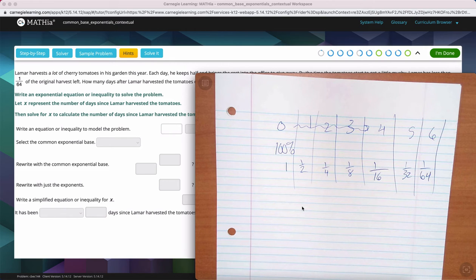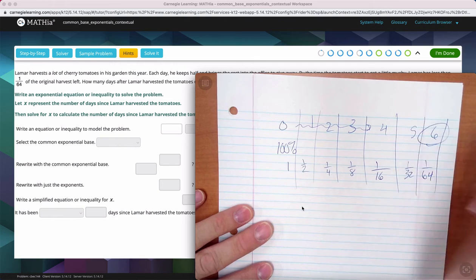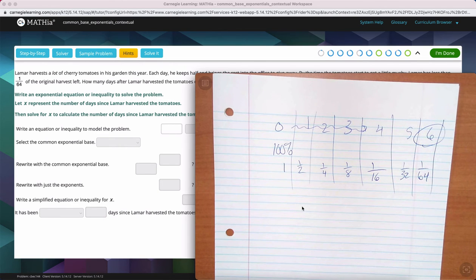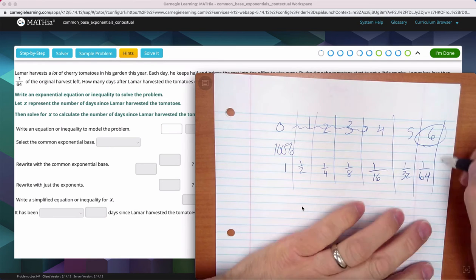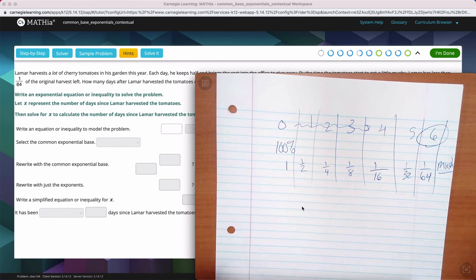So in this case, it looks like after 6 days, he's reached a situation where he's got only 1/64th of his original collection of these left. To write an equation or inequality, right? After this point, mush. So you throw them out.